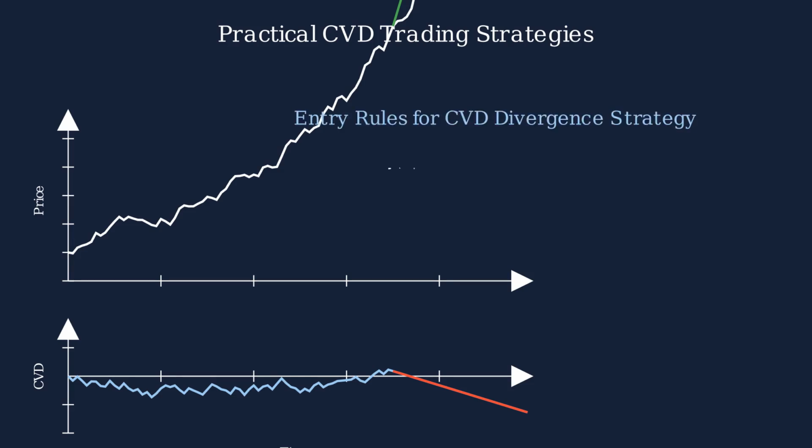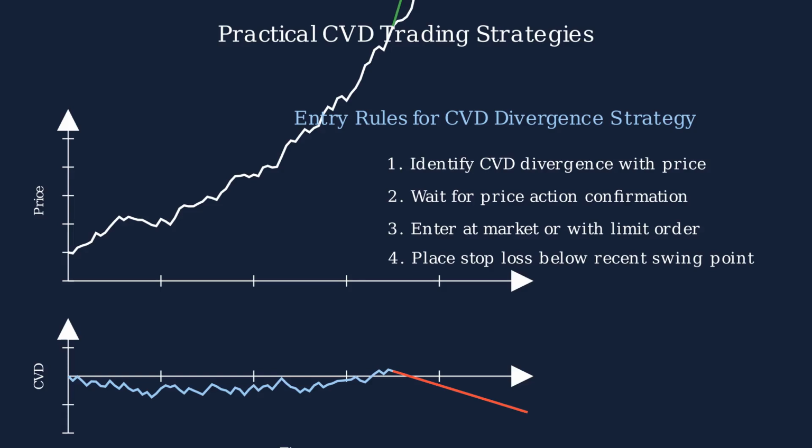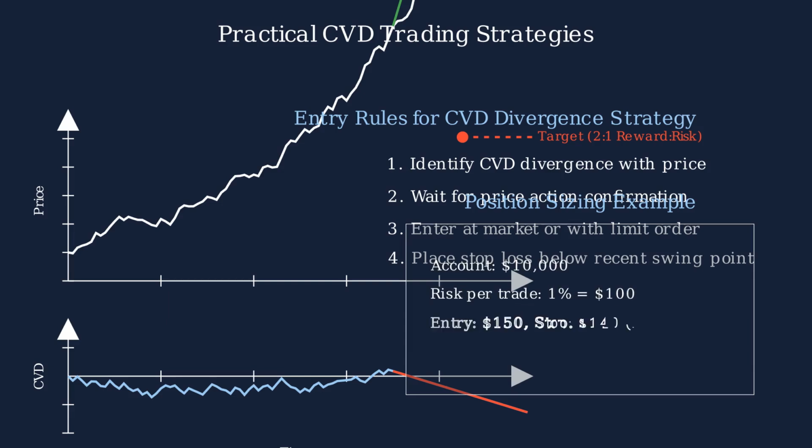Let's examine the entry rules for the CVD divergence strategy. After identifying a bearish CVD divergence and waiting for price action confirmation, we enter a short position. We place our stop loss above a recent swing high to protect against adverse price movement. For our profit target, we aim for at least a 2-to-1 reward to risk ratio. Proper position sizing is crucial for risk management. Let's calculate a position size based on a 1% risk per trade.